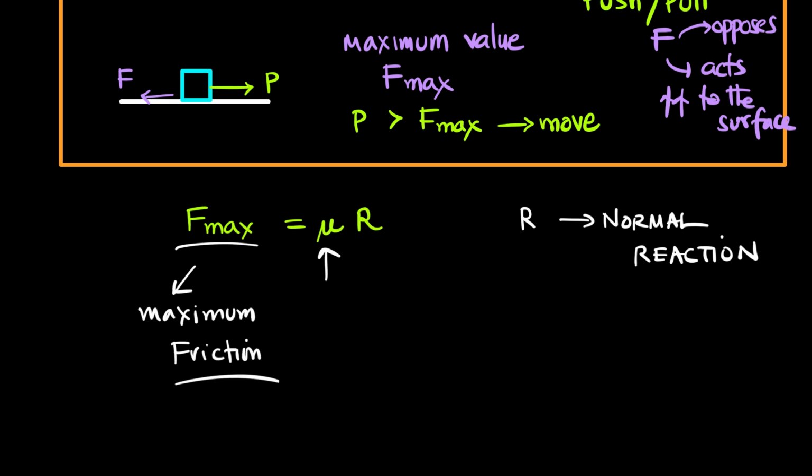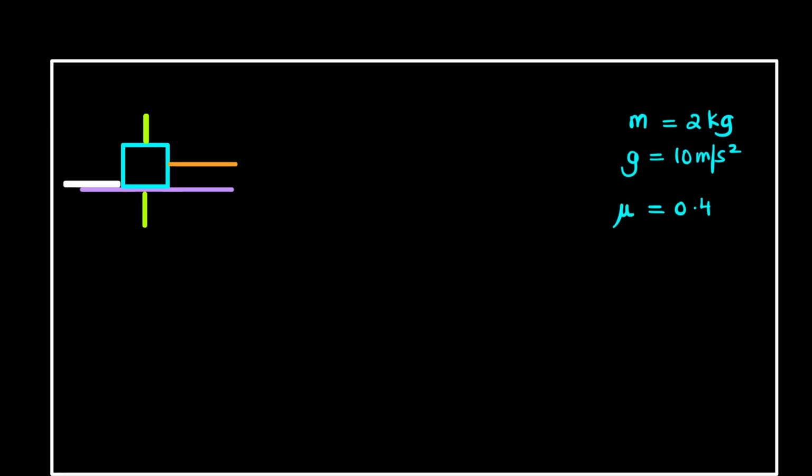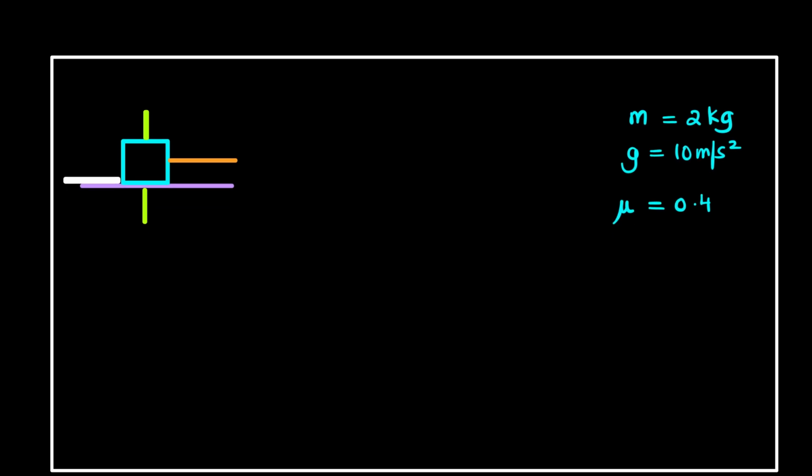Now let's do a simple example related to this concept. Over here, I have drawn a figure and I have taken the mass of this particle to be 2 kg. Acceleration due to gravity is 10 meter per second square. The coefficient of friction of this particular surface is 0.4. First of all, let me evaluate the weight of the particle, which is m multiplying with g, which is 2 multiplying with 10, which comes out to be 20 Newton.